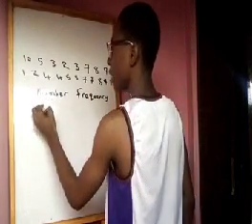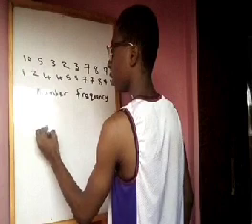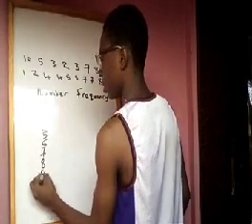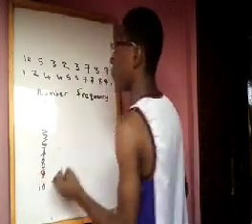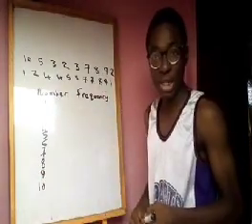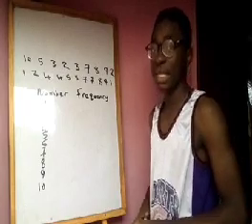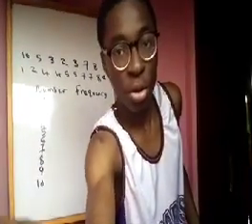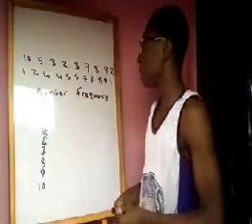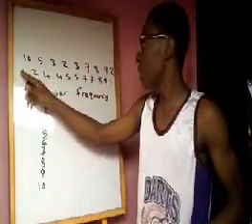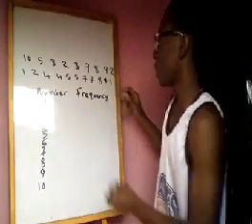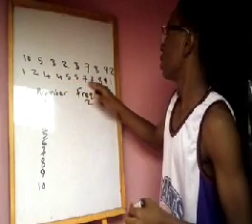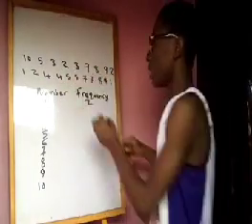Now let's have the numbers 1 to 10. The frequency of a number is basically the number of times that number appears in the data. For example, in this table, number 1 appears how many times? 1, 2. Number 1 appears 2 times. Then number 2 appears how many times? 1, 2, 3. Number 2 appears 3 times.